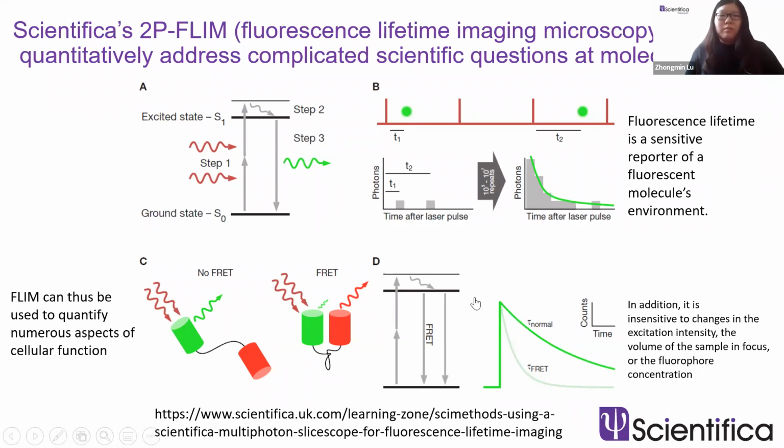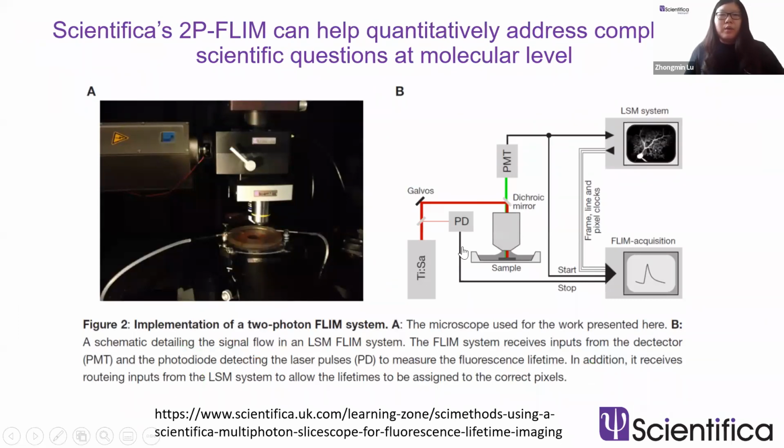Therefore, by combining multiphoton fluorescence intensity imaging and FLIM, you can have really comprehensive, quantitative information that helps you address complicated scientific questions at the molecular level. I will further show you examples to explain why this technology is very powerful. And this is just to show you the 2P FLIM system. We offer this integrated solution, so this microscope is used for the work here.